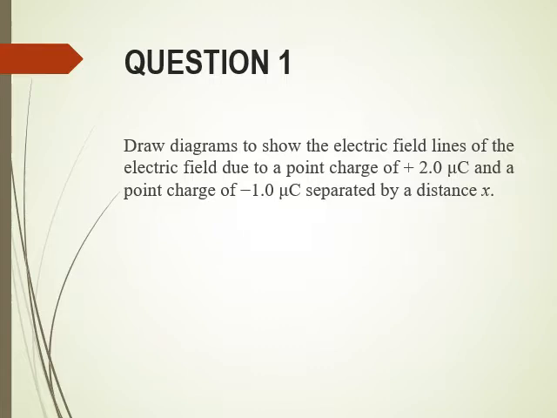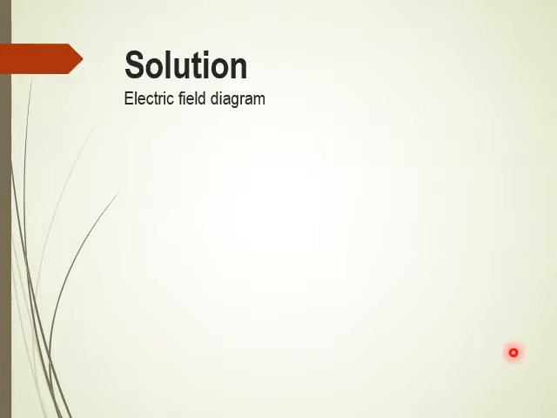Question 1. Draw diagrams to show the electric field lines of the electric field due to a point charge of positive 2 microcoulomb and a point charge of negative 1 microcoulomb separated by a distance x. This question asks us to sketch an electric field diagram, which means you have to sketch a complete field diagram for both charges. It is unlike the vector diagrams that we use in the calculations, where we're just showing the directions of the vector. So here is the answer for this question.